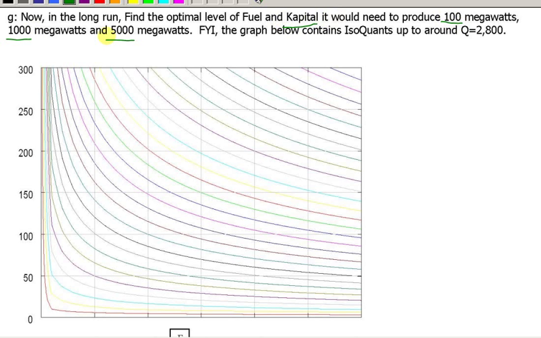So in order to do this kind of cost minimization problem, we want to look at two equations and two unknowns.